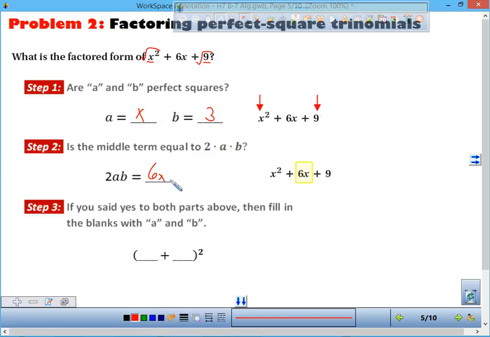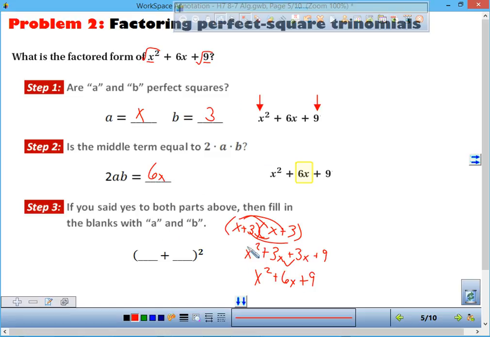So if it's yes, then what we can factor into would be x plus 3 times x plus 3. Now, you can always check. So x times x is x squared. x times 3 is 3x. 3 times x is 3x. And 3 times 3 is 9. Add our like terms, so we get x squared plus 6x plus 9. And that's what we started with.